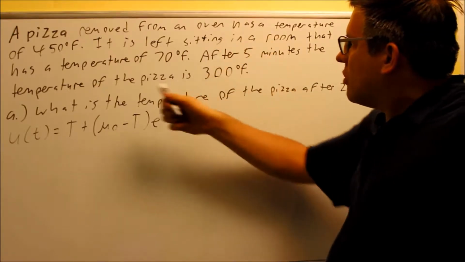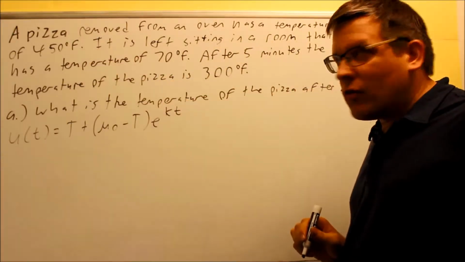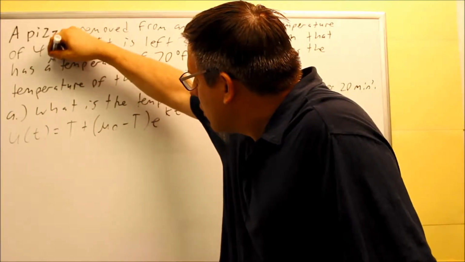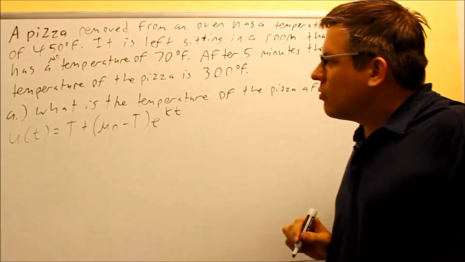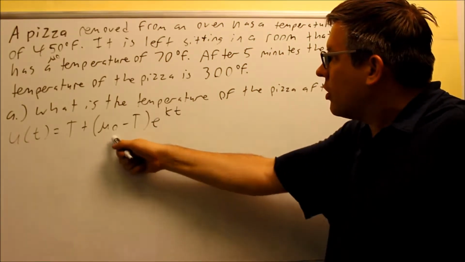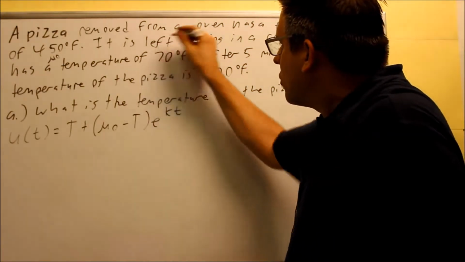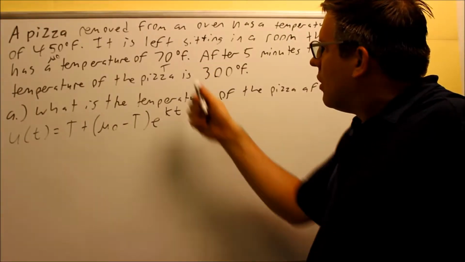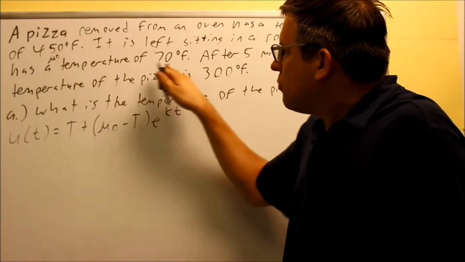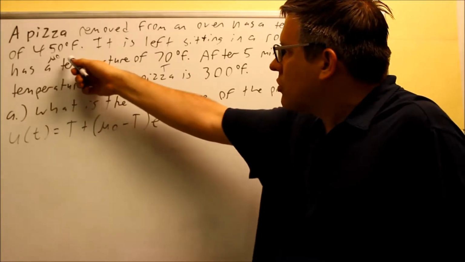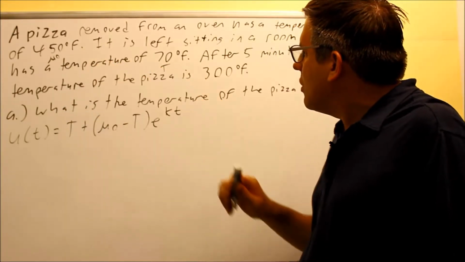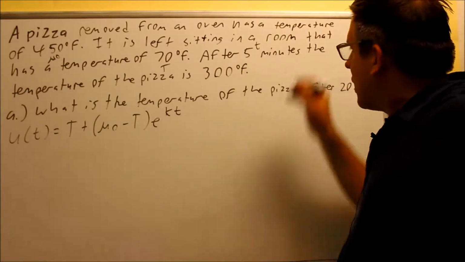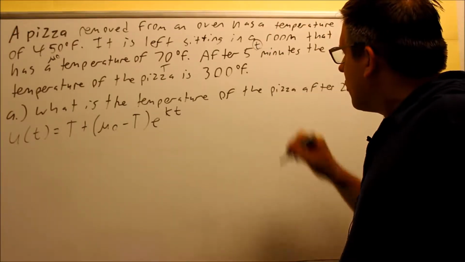The pizza removed from the oven has an initial temperature of 450. The 450, that is your mu sub 0, your original temperature. That's what's going to go in here. The surrounding temperature is 70, that's your big T. Those are the two pieces of information they give you. Then it says 5 minutes. 5 minutes is going to be your time, your small t right there.